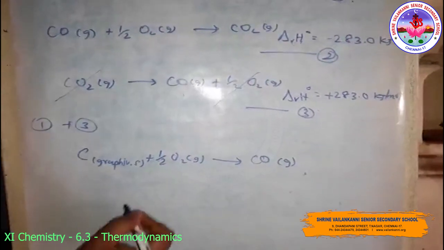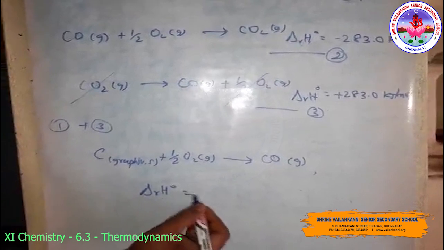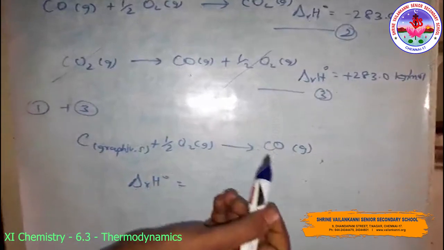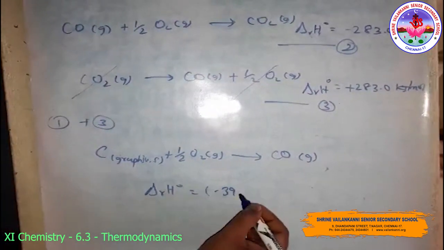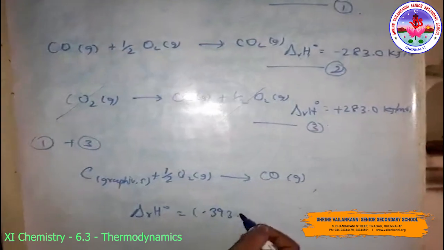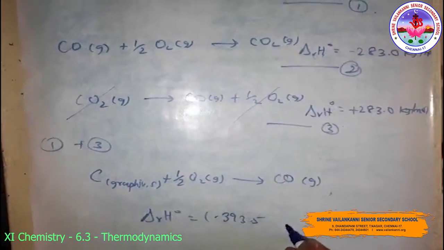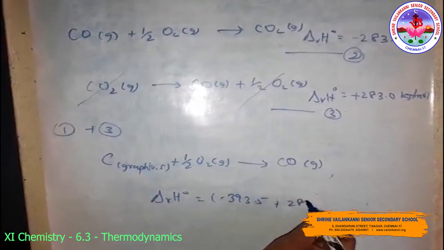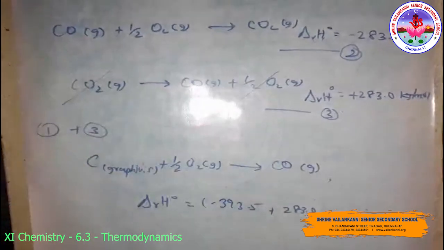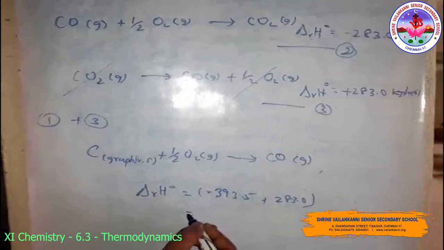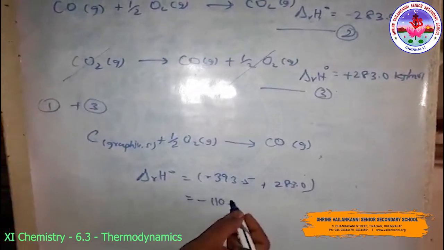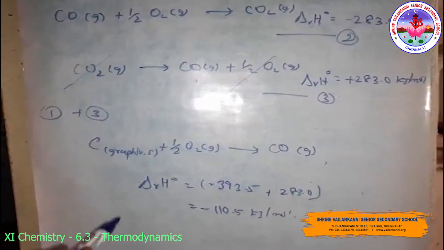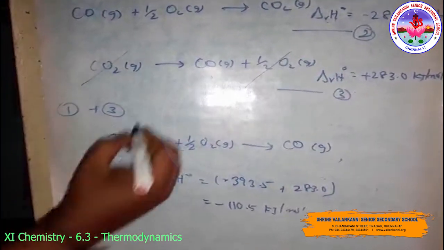Now you can calculate the standard enthalpy of reaction for this: minus 393.5, plus 283.0 from the third equation. So you will get minus 110.5 kilojoule per mole.